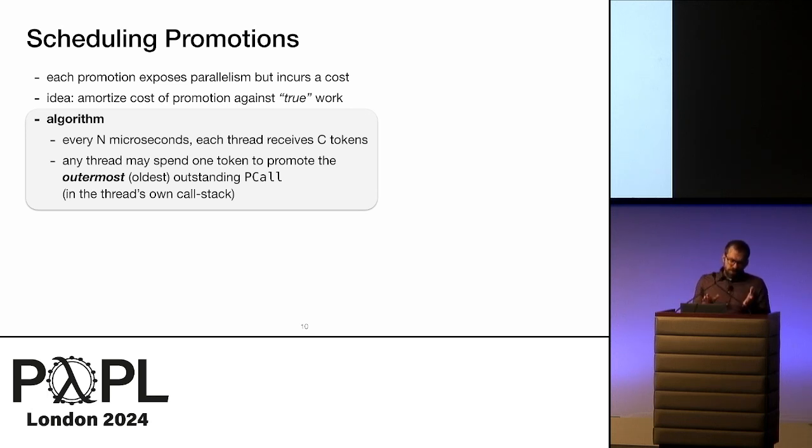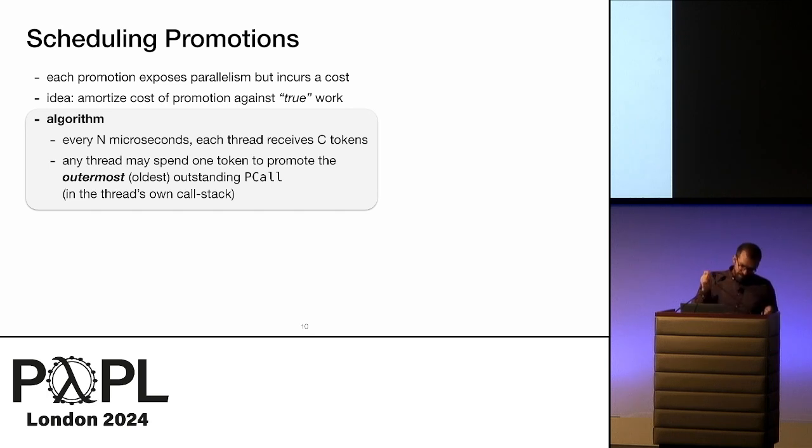Now, the algorithm we actually use in this work is a little bit different than the heartbeat algorithm, but here's the idea. Every n microseconds, and I'm measuring this in microseconds because we're talking about fairly small granularities here, you are going to send a signal to every thread in your system, and you're going to give that thread some number of tokens. And the idea is that these tokens are amortization tokens. So the algorithm is very explicitly amortized. Okay? And the idea is that you can spend one token to perform one promotion.